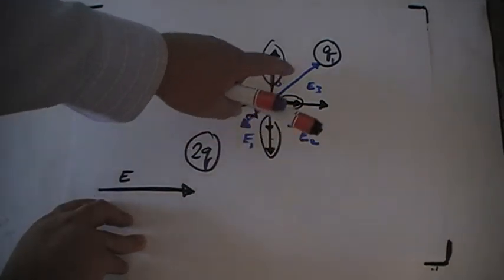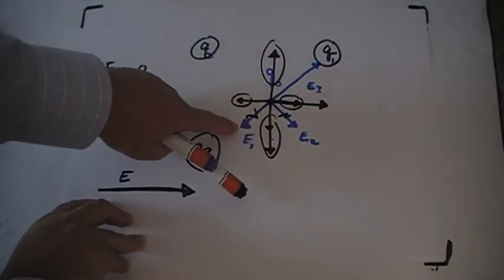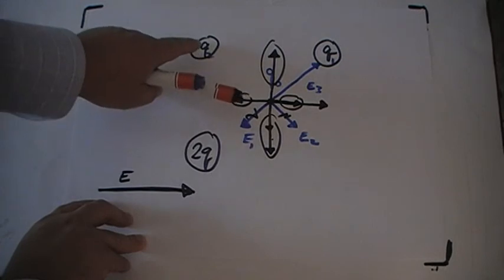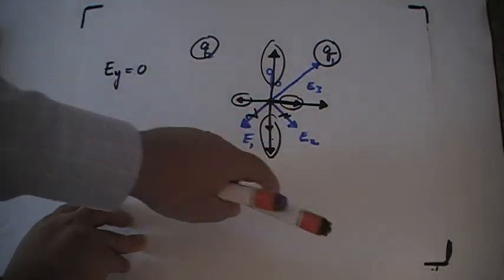Okay, so this is positive charge. You have 1 this way. Positive and positive will repel each other, and positive and positive will repel each other, and so forth.